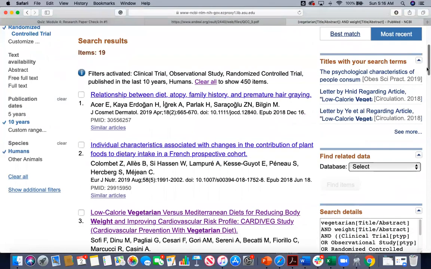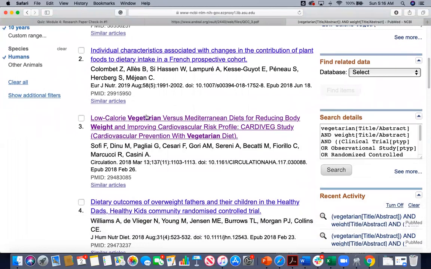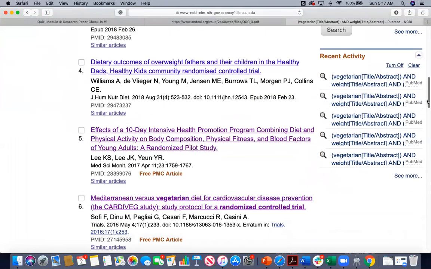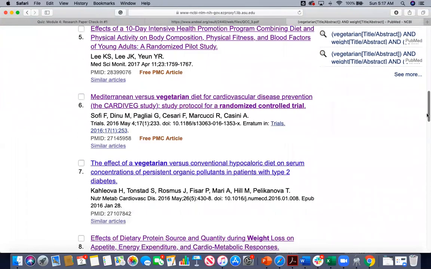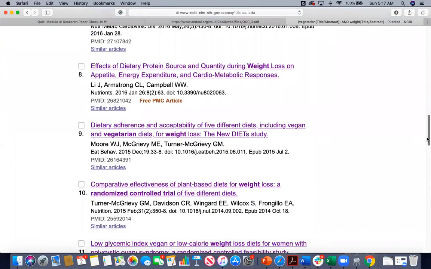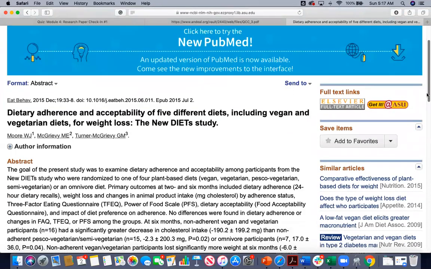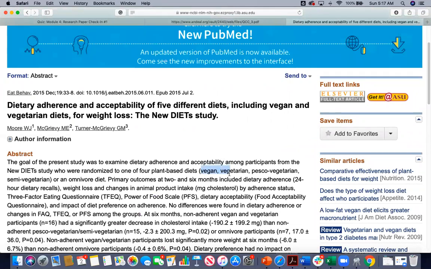Okay, so then we're going to see if any of these look good. Low calorie vegetarian versus Mediterranean. That one's not too bad. Effects of vegetarian dietary adherence. This one's a nice one. This one's interesting for those doing the vegetarian diet because it does look at vegan, vegetarian, pesco, semi.